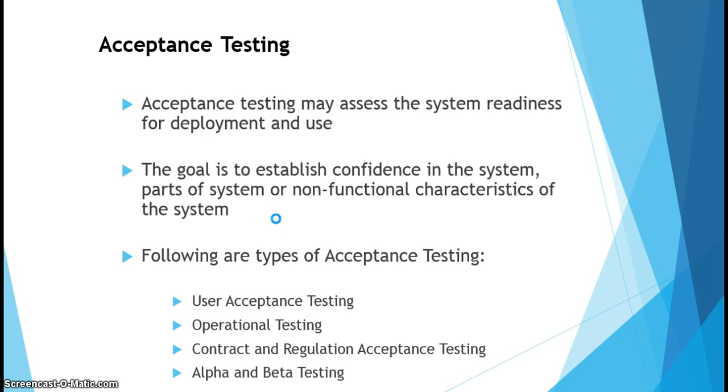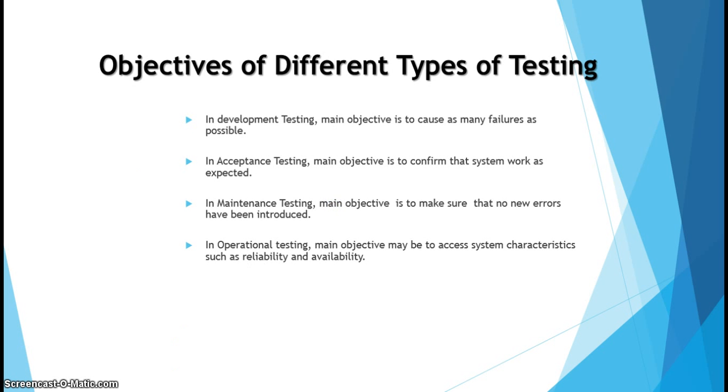Acceptance testing. Acceptance testing, the main goal is to establish confidence that the system is ready for final deployment into the production environment and used by the end customer. I think you must have heard of a term called beta testing and alpha testing. So these are acceptance testing types.